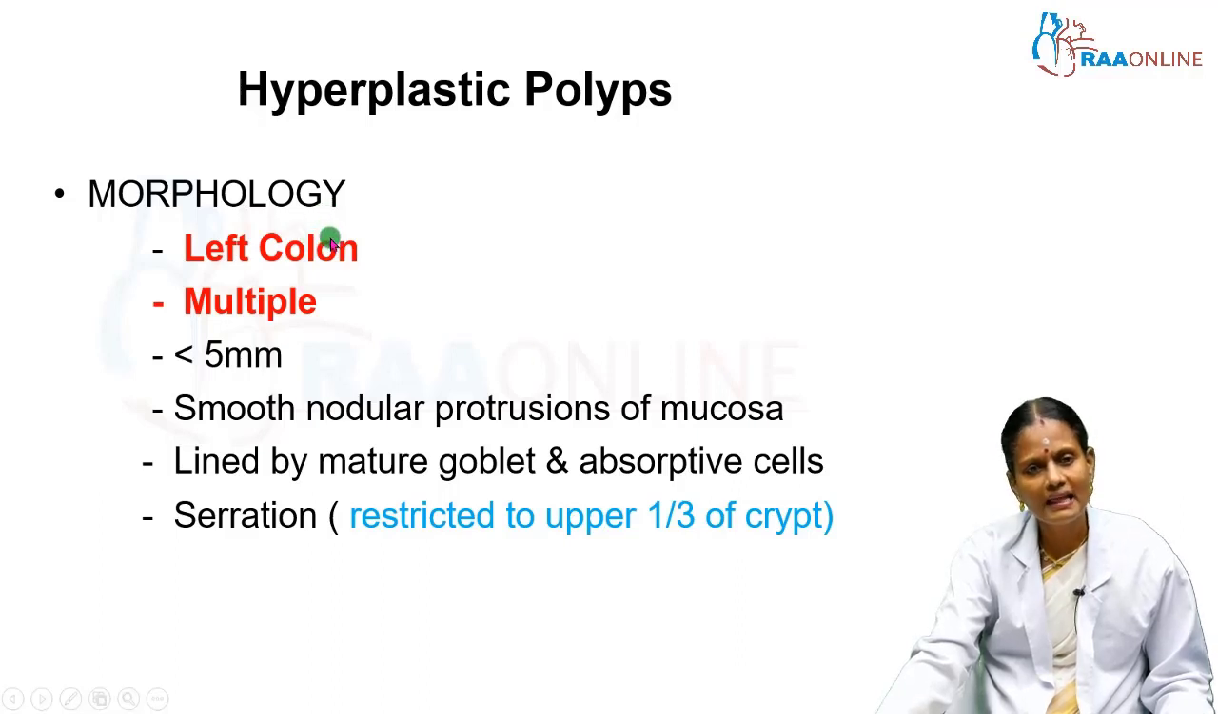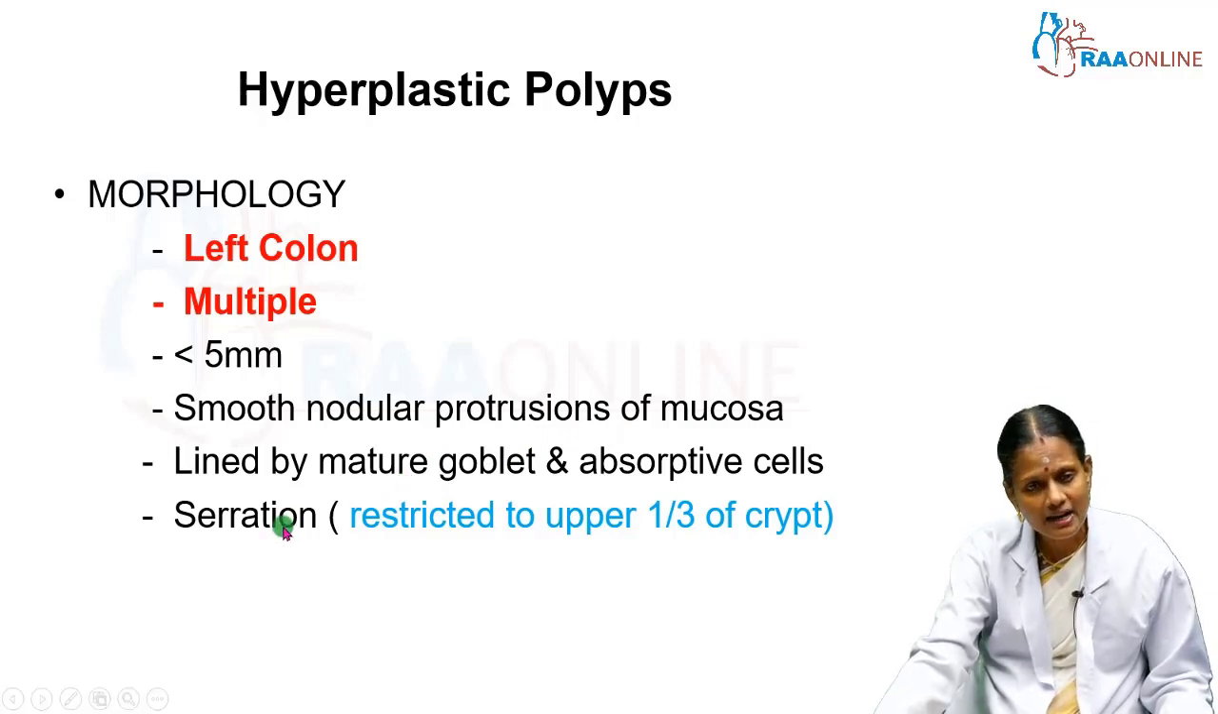They are common in the left colon. They can be multiple and small, just less than 5 mm in size. They occur as smooth nodular protrusions of the mucosa and are lined by mature goblet and absorptive cells.